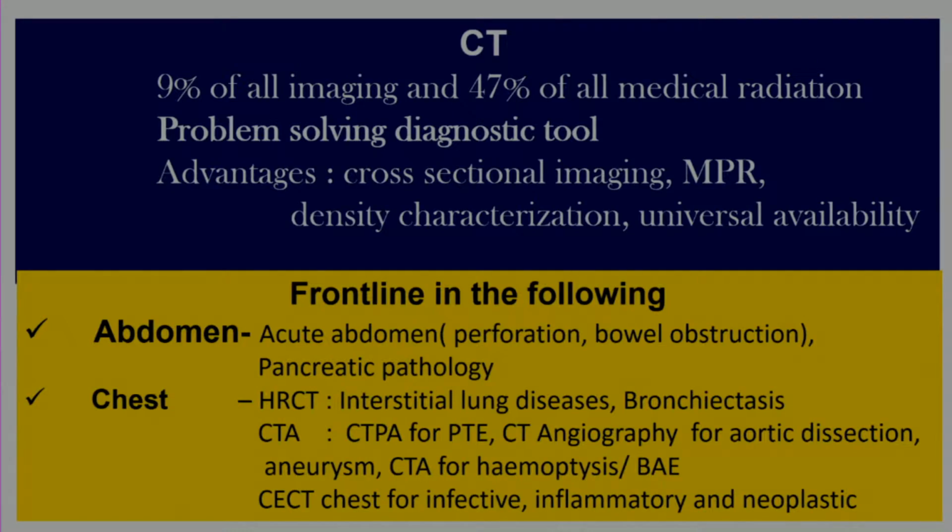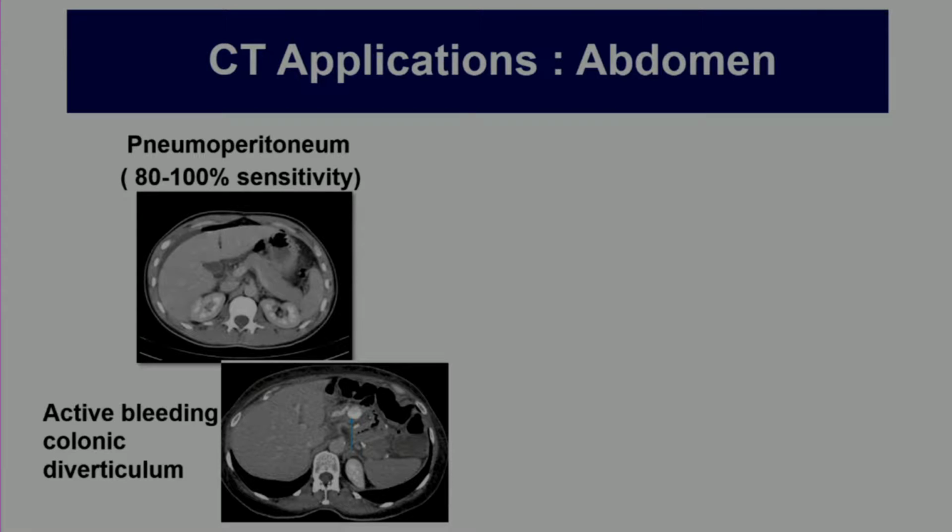So it's frontline in the following, like acute abdomen, perforation and bowel obstruction, which plain X-ray used to be, and of course in pancreatic pathology. And in the chest, high resolution CT for ILD, and CT angiography for CT pulmonary thromboembolism and aortic dissection, and CT chest for infective, inflammatory and neoplastic diseases. And these are some of the CT applications.